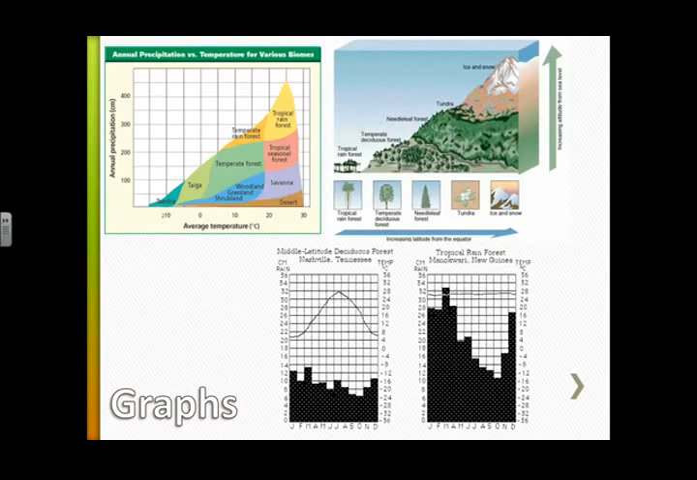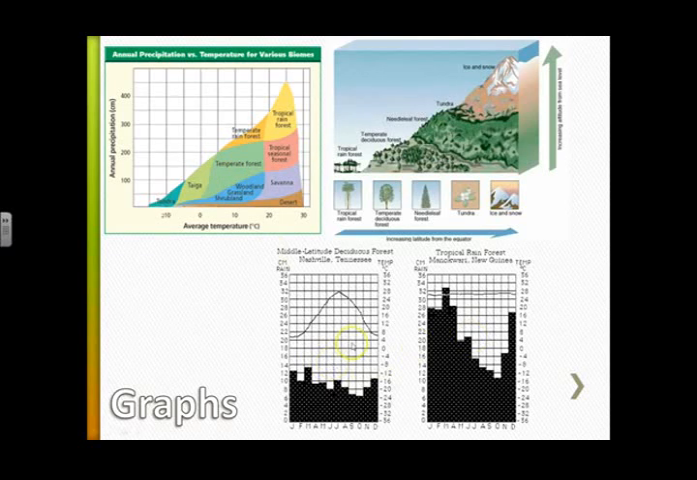Some graphs that you need to be familiar with so you can read them. On this one particularly, for example, if I told you that the average temperature was 10 degrees and the average precipitation was 100 centimeters, you can go from the 10 degrees where it meets the 100 centimeters and you see that that is a temperate forest.